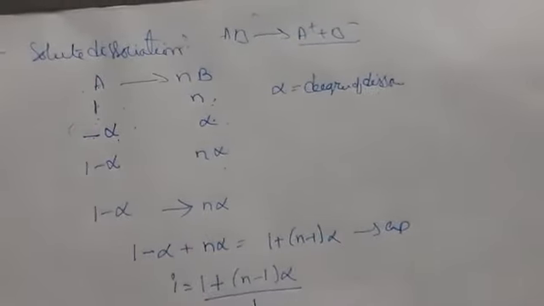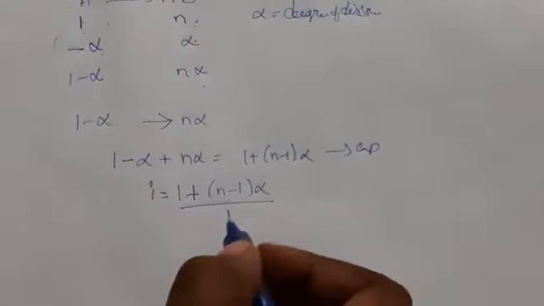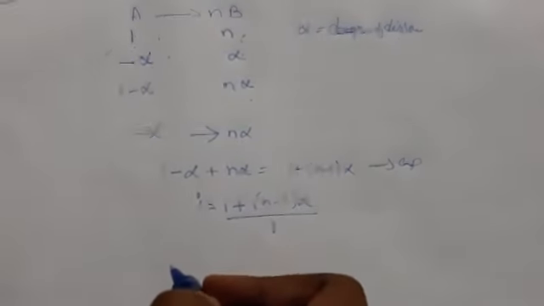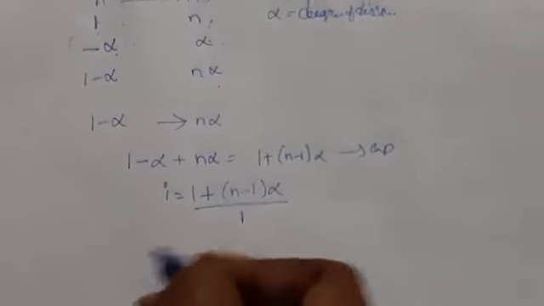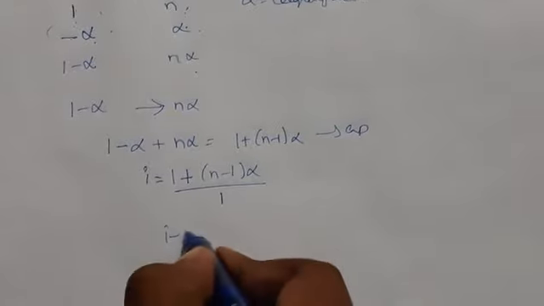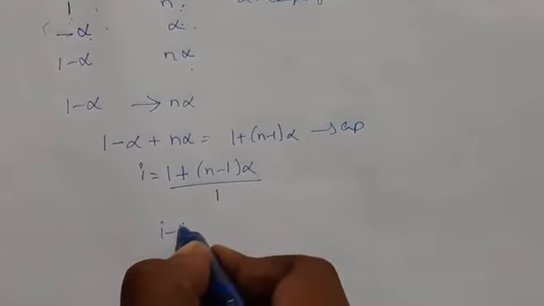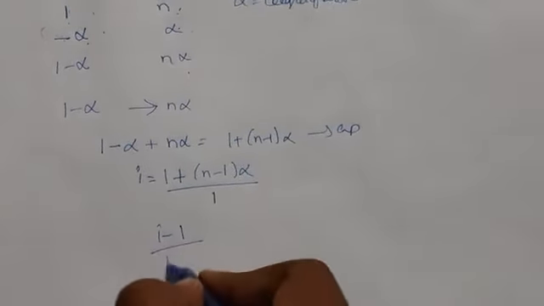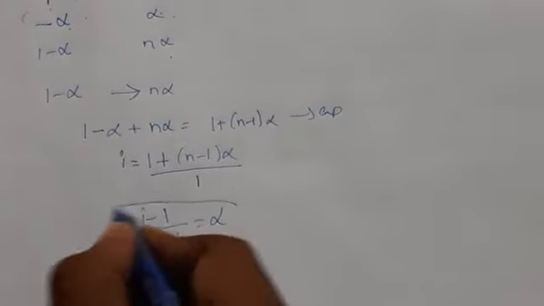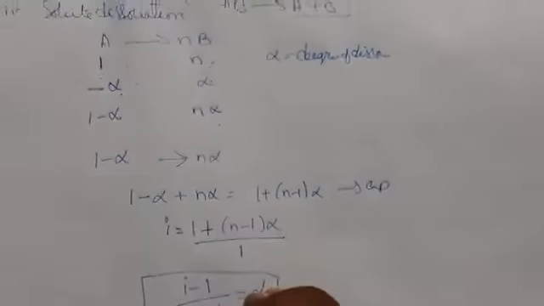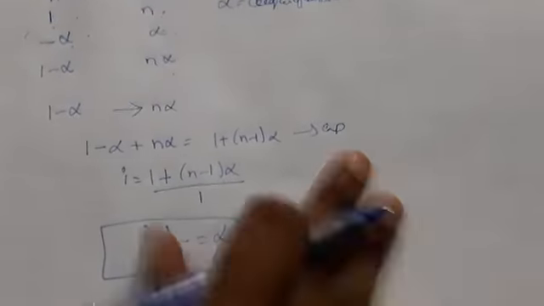So this is nothing but what here? So if you take alpha, (i minus 1) by (n minus 1) is equal to alpha. This is the degree of dissociation for the solute dissociation. When the solute molecules are going to dissociate, we have seen the Nernst distribution law.